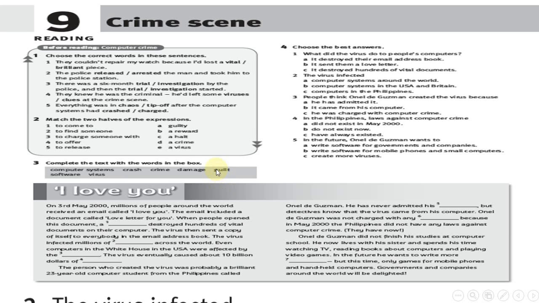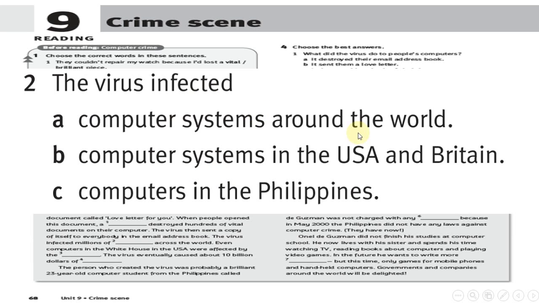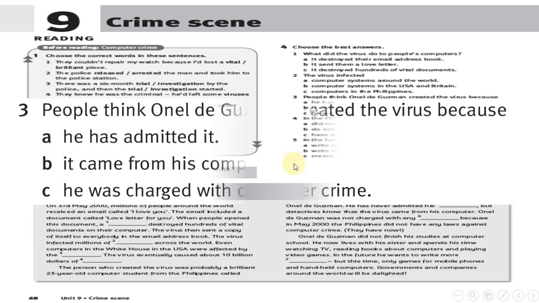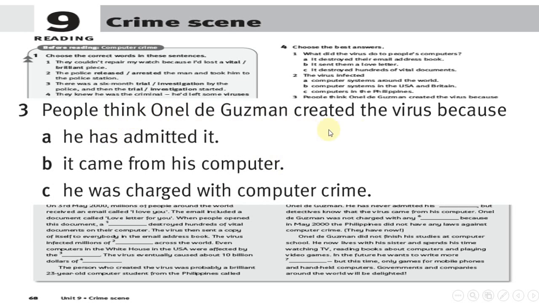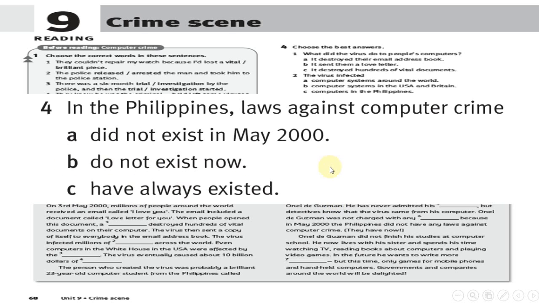Let's move with number 2. The virus infected computer systems around the world, computer systems in USA and Britain, computers in Philippines. Actually, it was around the world. 3. People think O'Neill D. Guzman created the virus because he has admitted. يعني هم اعتقدوا انه هو اللي عمل الفيروس لانه هو اعترف بذنبه، or it came from his computer، او انه لقوا انه من جهازه، or he was charged with computer crime. Actually, the police found that it came from his computer.